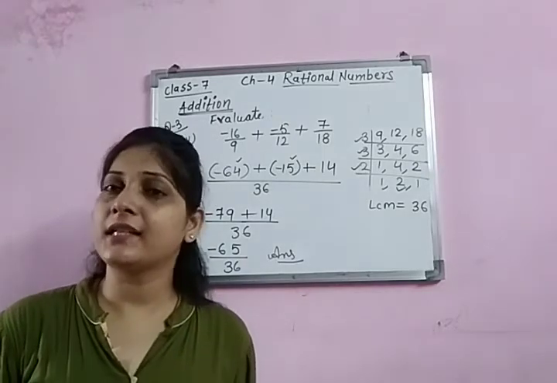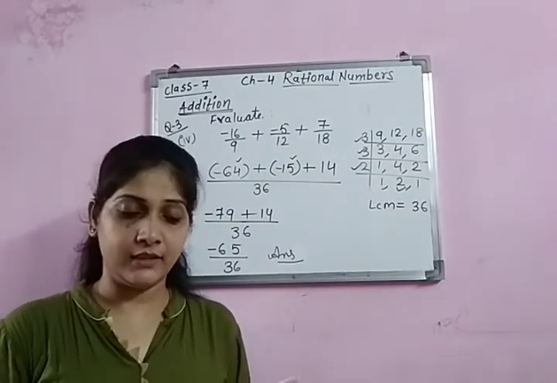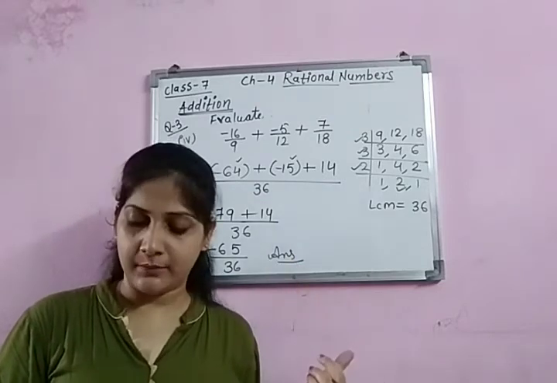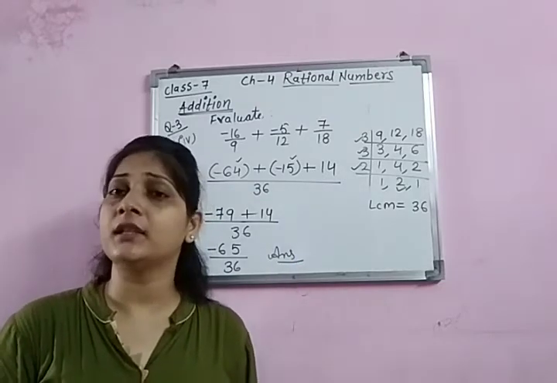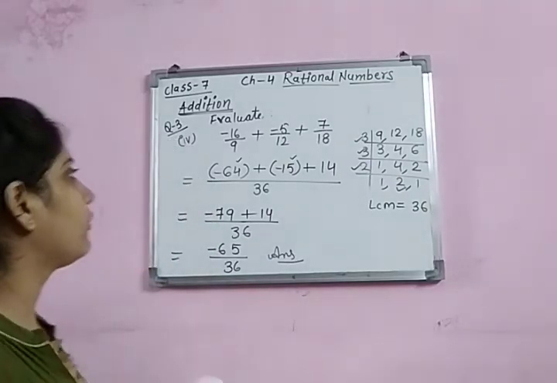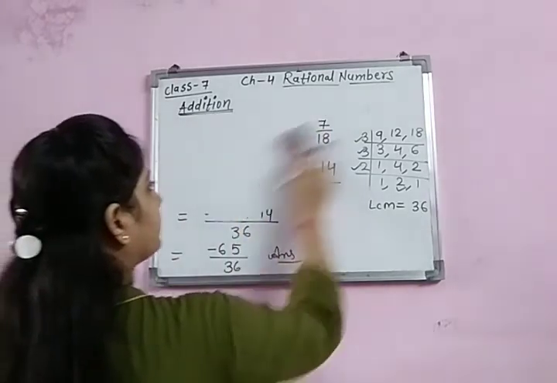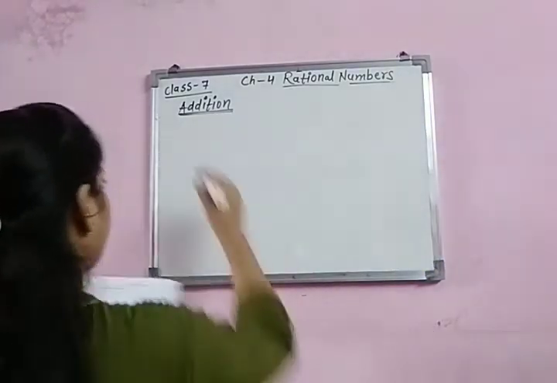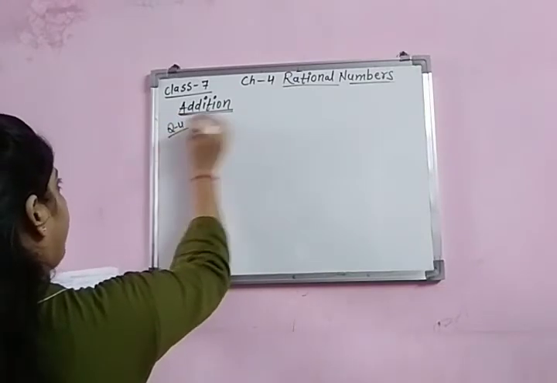So I think it is clear how to add rational numbers. This is evaluating for three rational numbers. In the same way, we can simplify also in question number 4. So let's do more parts from question number 4. Children, the procedure is still the same. Question number 4.